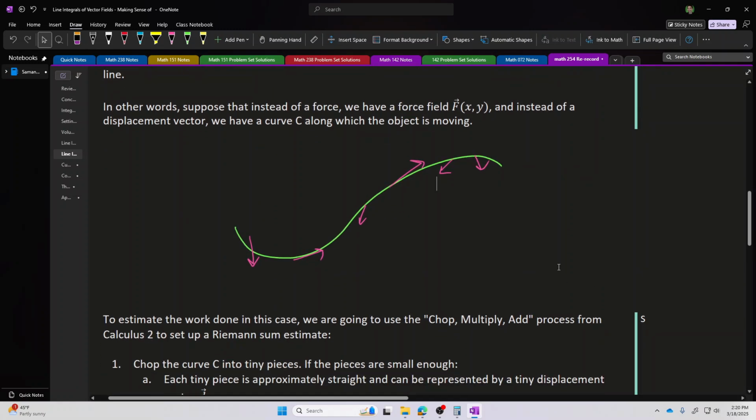To calculate the total work done in this case, we're going to use the usual trick of integral calculus, which is to take this curve C and chop it up into tiny portions. And on this tiny portion of the curve C, we're going to make some simplifying assumptions that will lose us a little bit of accuracy and realism, but will enable us to calculate the work done on these chunks much more easily.